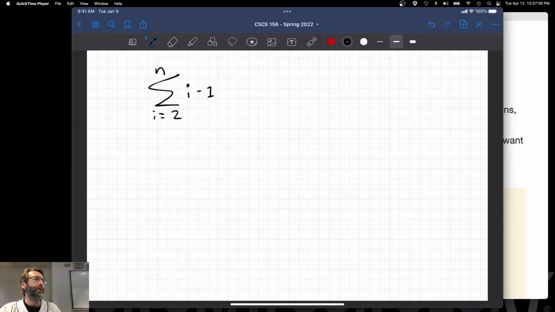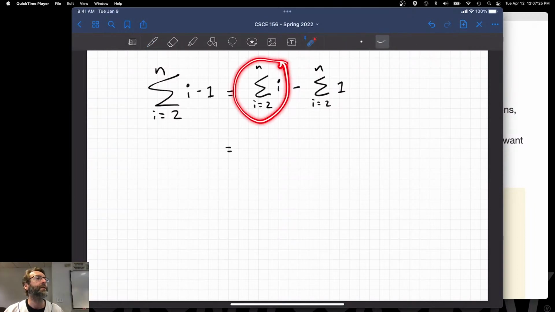Fast forward, throw it into Wolfram Alpha. But otherwise, the same trick as before. In fact, the same tools as before. The summation of a sum of terms is equal to the sum of summations. So you can break this up into the summation of i for i equal to 2 to n, minus the summation of i running from 2 up to n of 1. Okay?